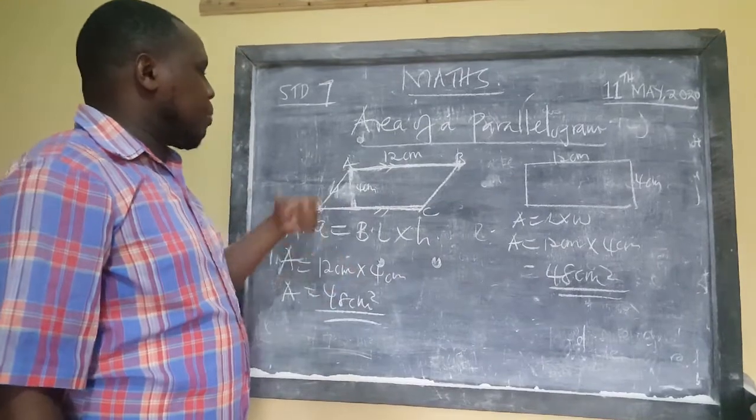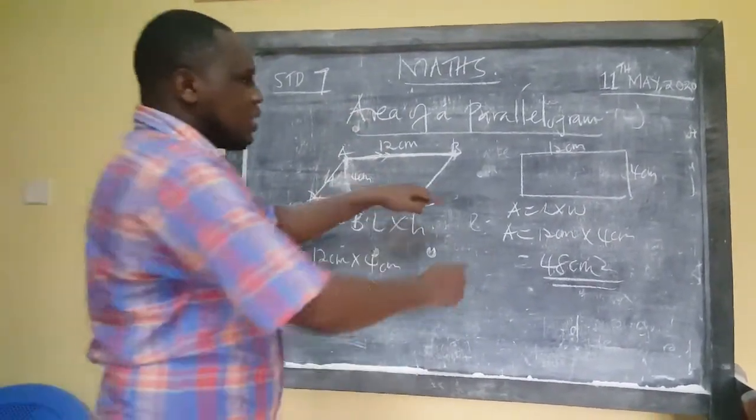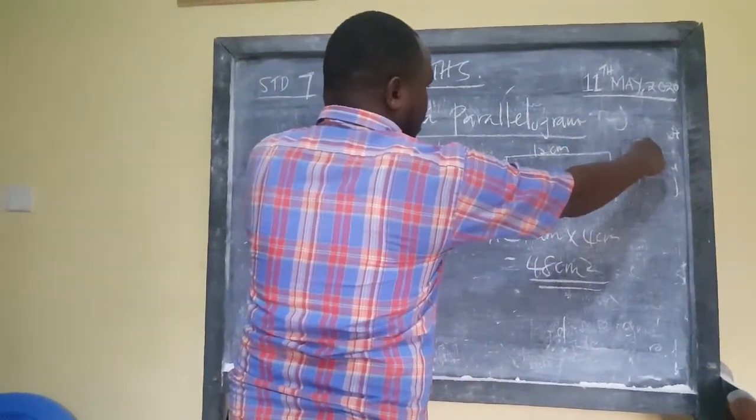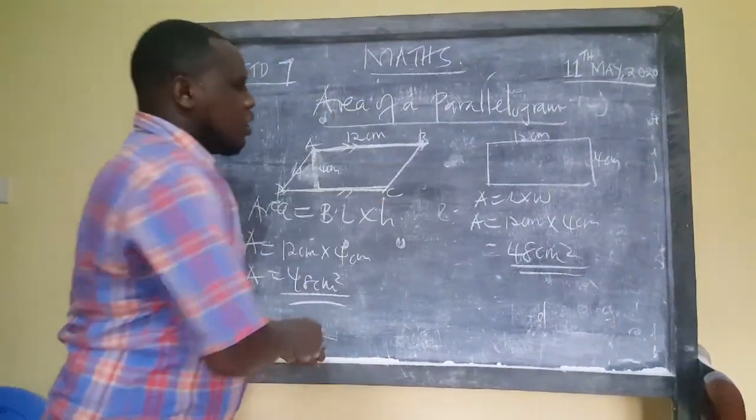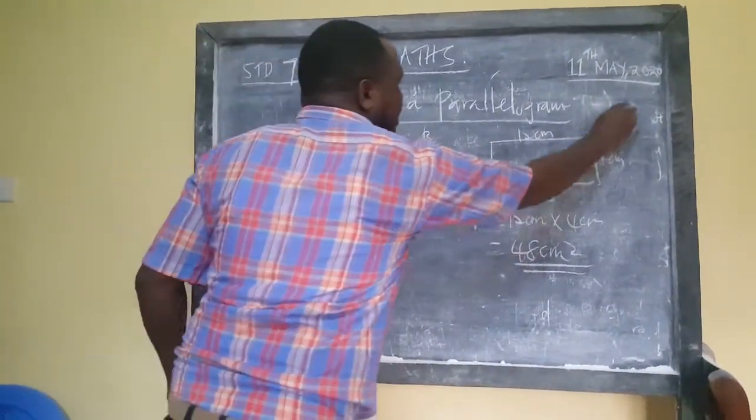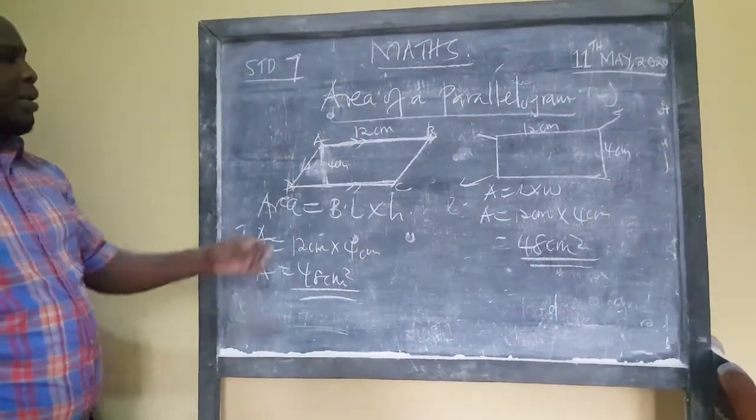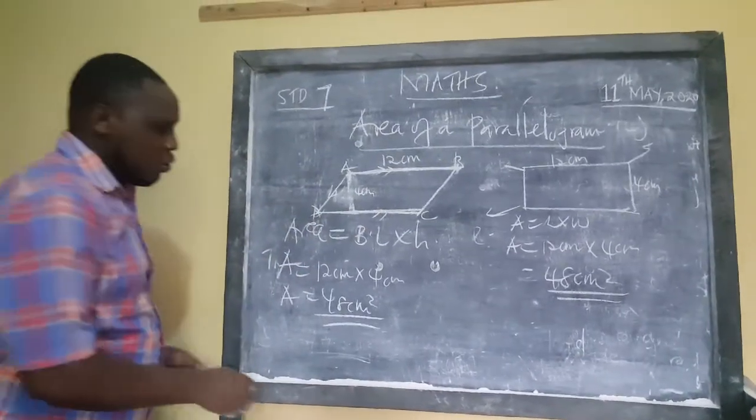That's why we say a parallelogram is just a twisted rectangle. If you twist this, meaning that you pull these sides, you get something like this. You pull this side, you bring it this side and this side. So this one will come in and this will come out. So you remain with something like this. So a parallelogram is a twisted rectangle.